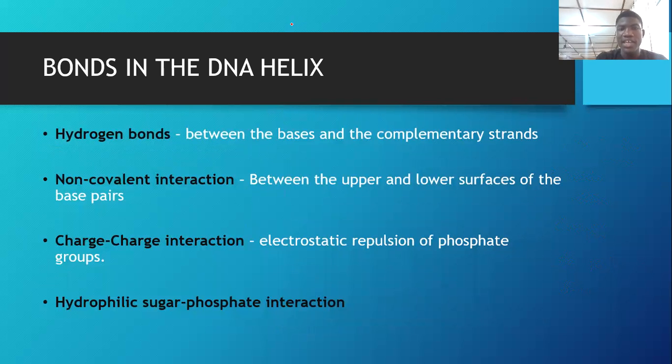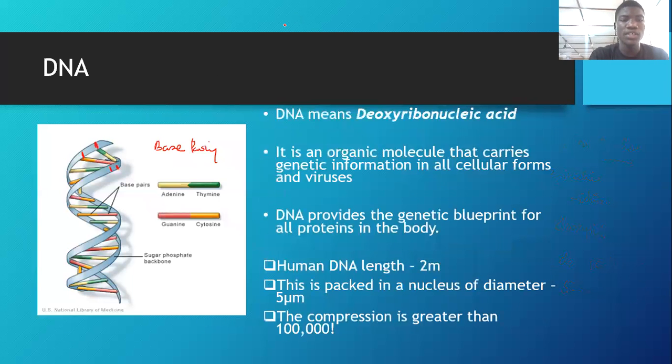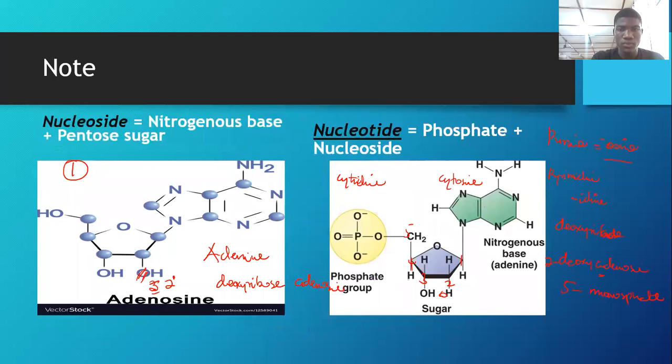Which is a hydrogen bond. And then we have a non-covalent bond, or interaction, that exists between the upper and the lower surfaces of the bases. And so let's look here. Good. Between this and this, there is a non-covalent interaction: the lower surface and then the upper surface of 2 different nucleotides.